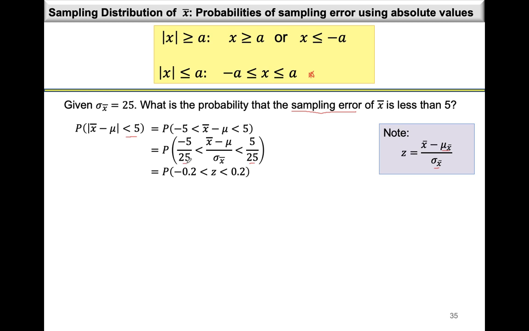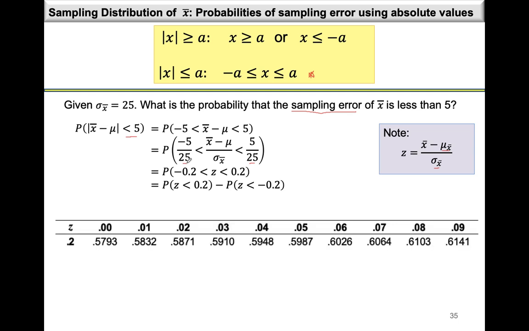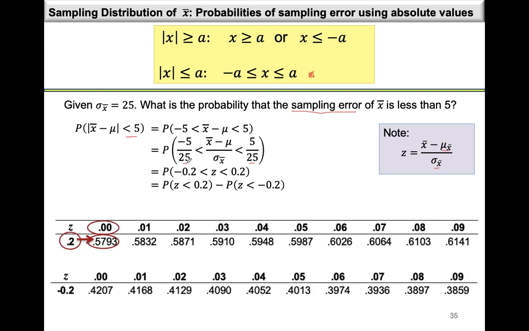And we can rewrite this as the probability of z less than 0.2 minus the probability of z less than -0.2. From the table, the probability of z less than 0.2 is 0.5793, and the probability of z less than -0.2 is 0.4207, and the difference between these two values gives us our final answer of 0.1586.